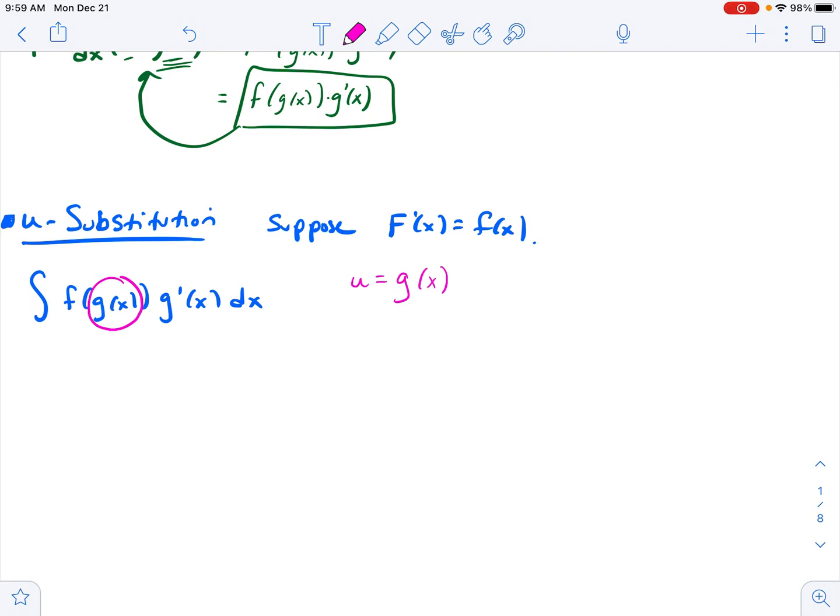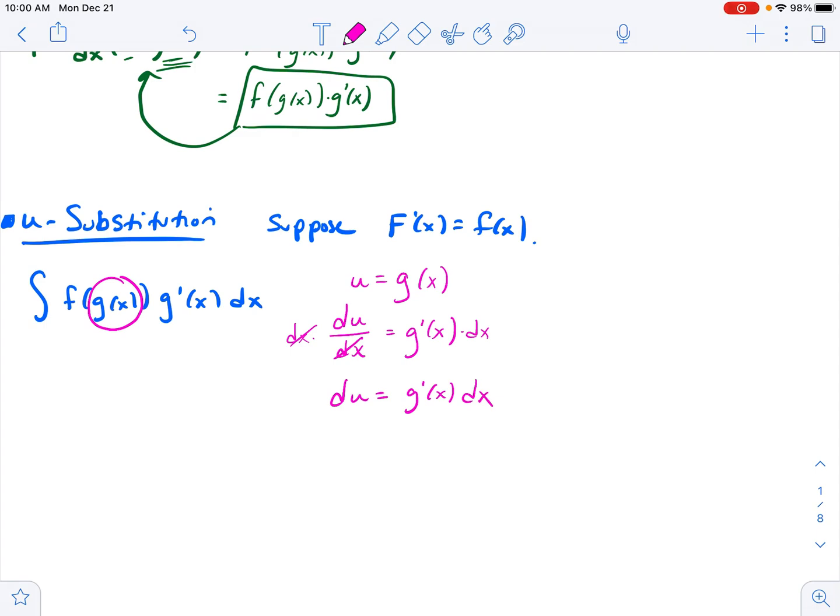What I'm then going to do is take the derivative of both sides with respect to x. So du over dx on the left. On the right, I'll write it as g prime of x. What I really want to do is get all the u stuff alone and all the x stuff alone. So I'm going to multiply both sides by dx to get du alone, and we see that du is equal to g prime of x dx.